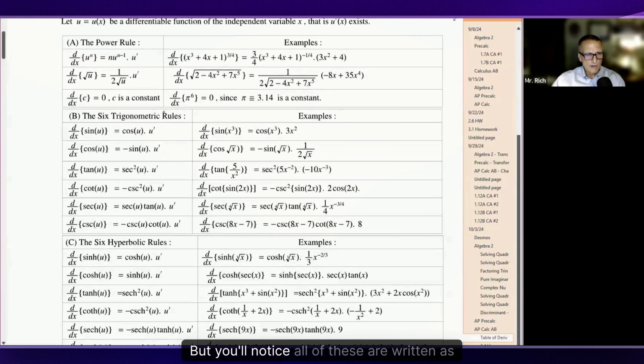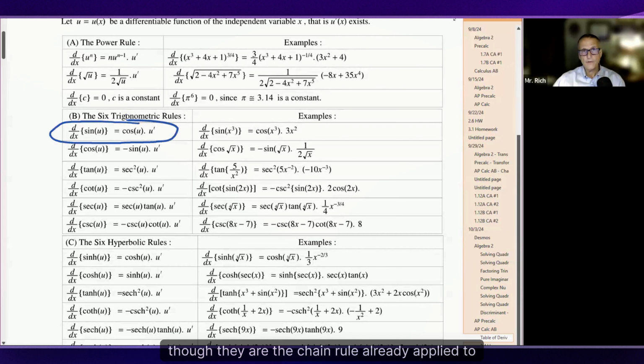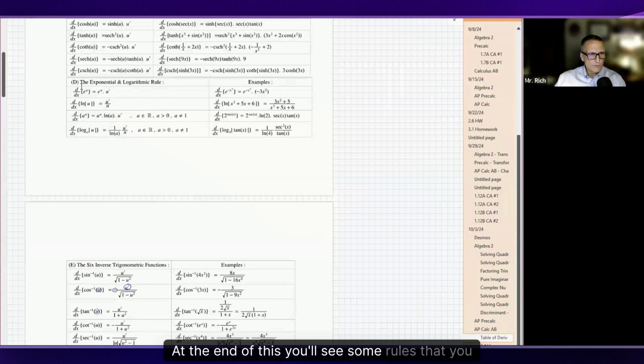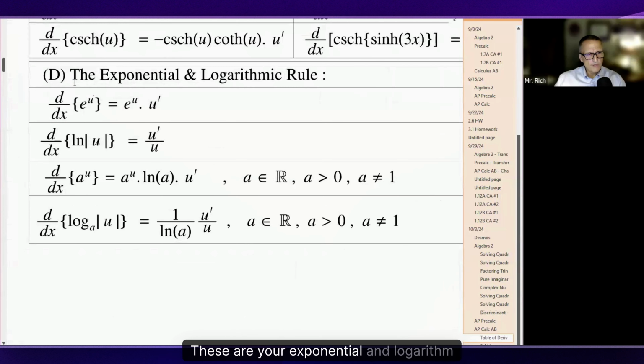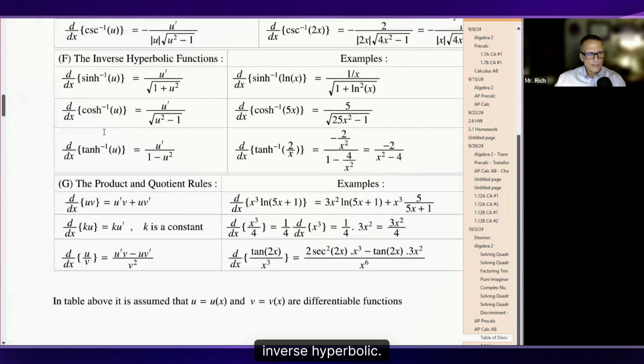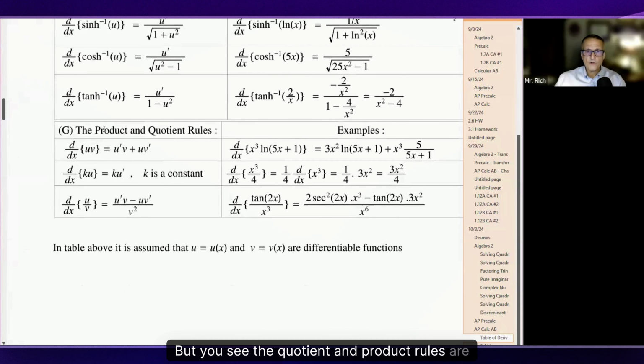But you'll notice all of these are written as though they are the chain rule already applied to them. So it's a pretty cool thing. At the end of this, you'll see some rules that you already know. These are your exponential and logarithm derivative rules. There are some that we don't use, like the 6 hyperbolic rules and the inverse hyperbolic, but you see the quotient and product rules are here for you.